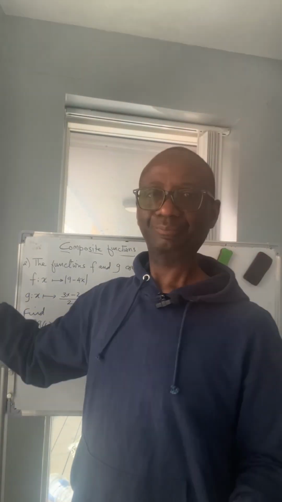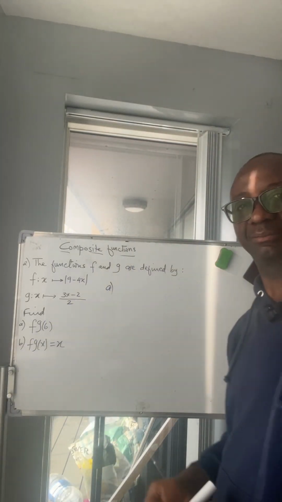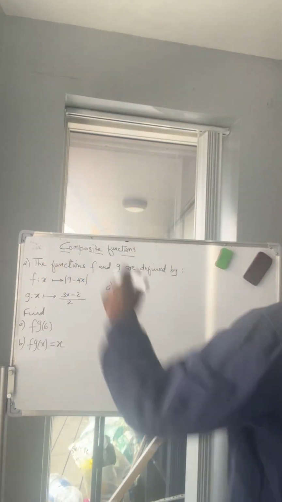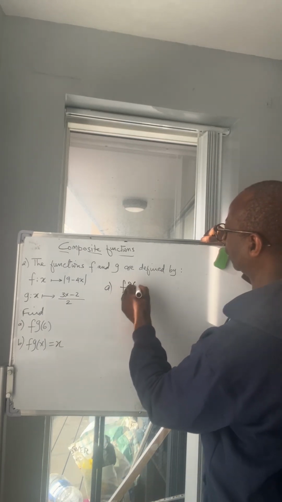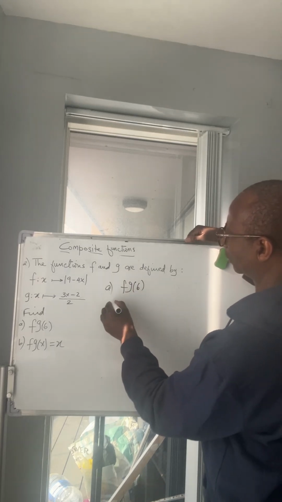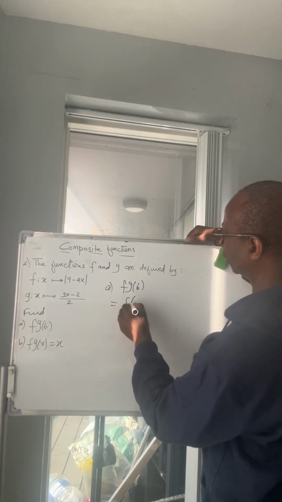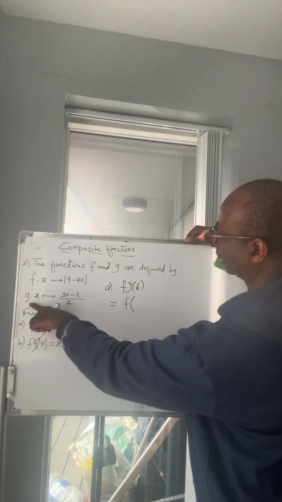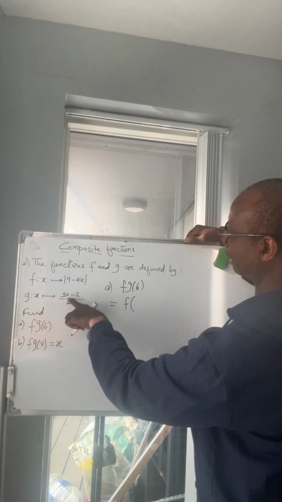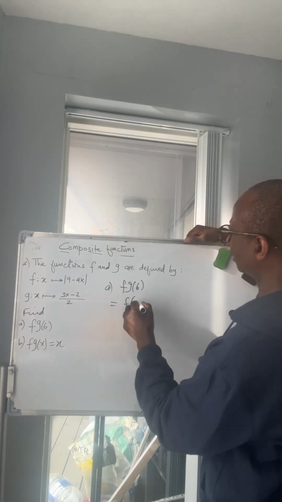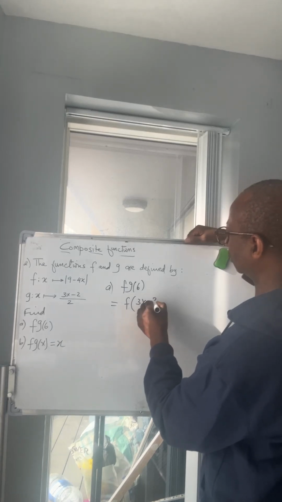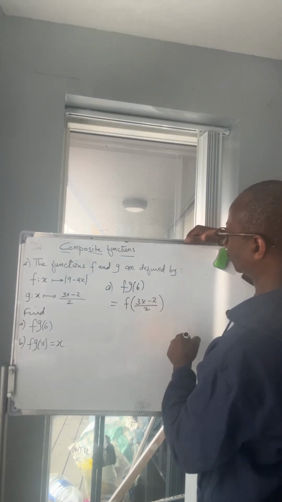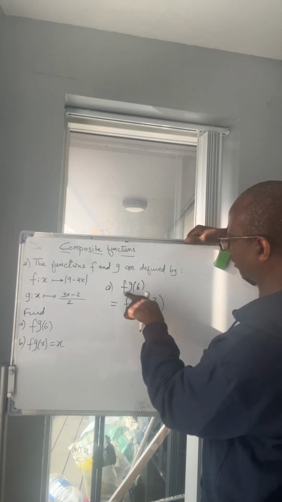The first part says find f of g of 6. So what is g? We are told g is such that x is mapped to this equation. So that means it's 3x minus 2 all over 2, and we need x to be 6. That's what this means, f of g of 6.